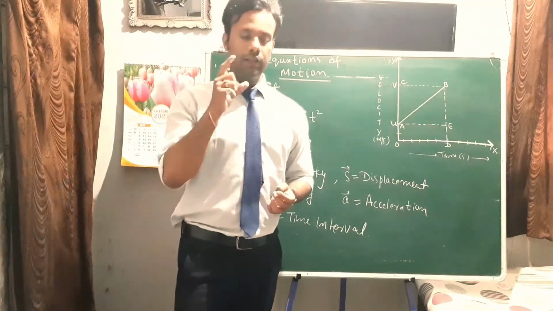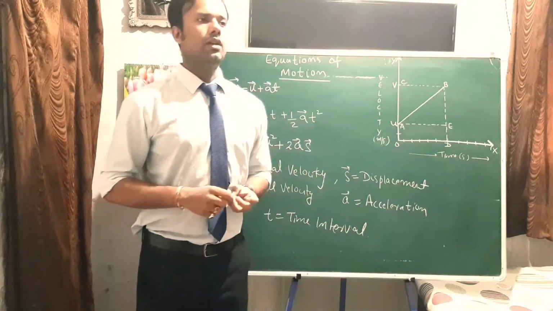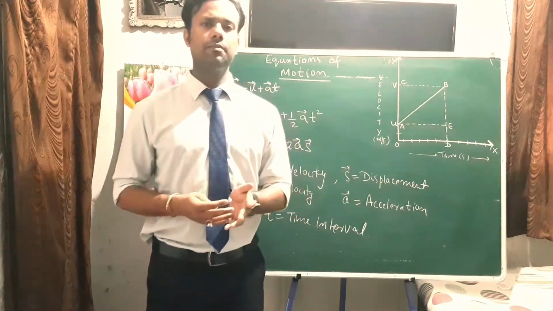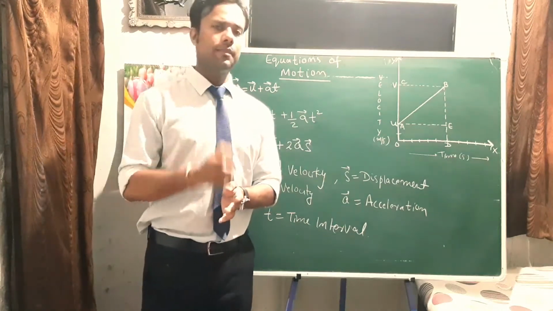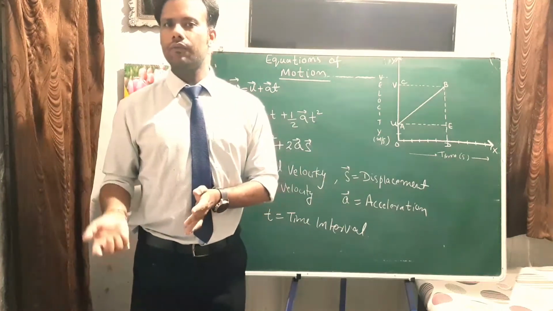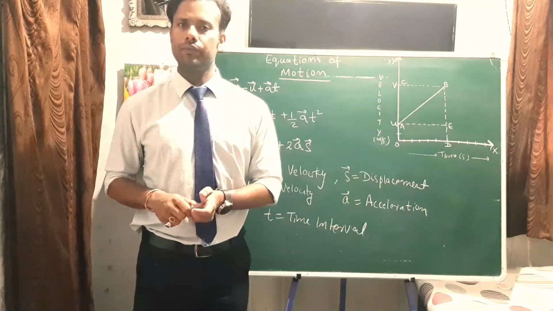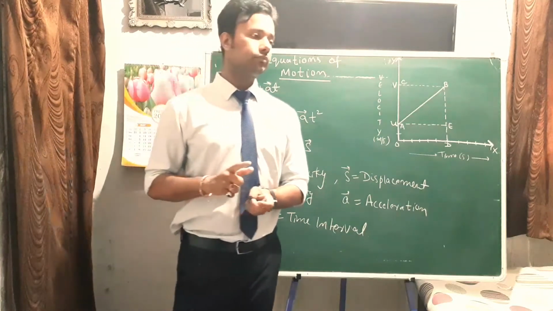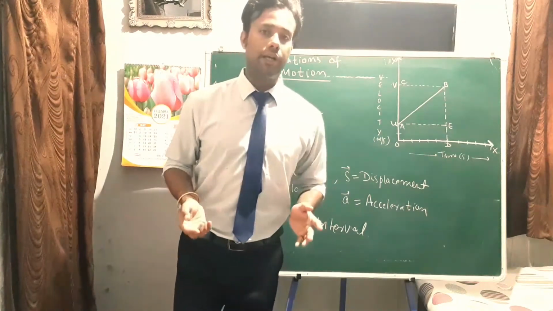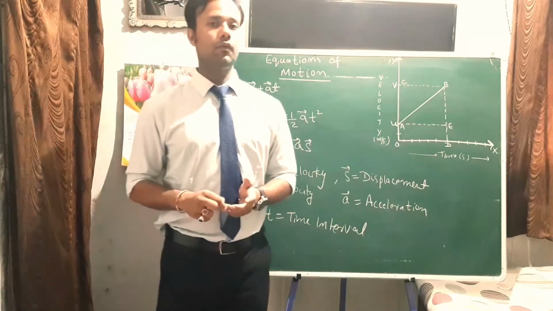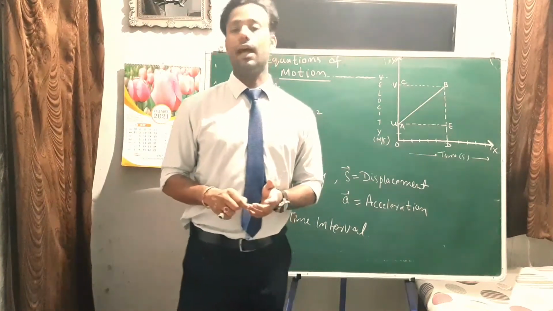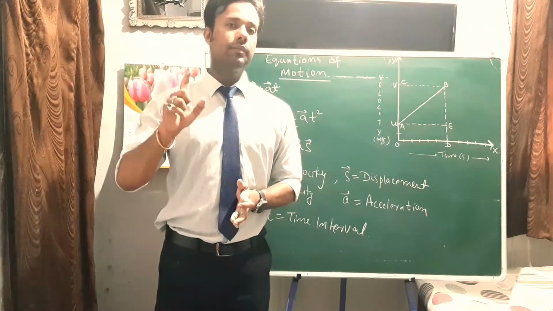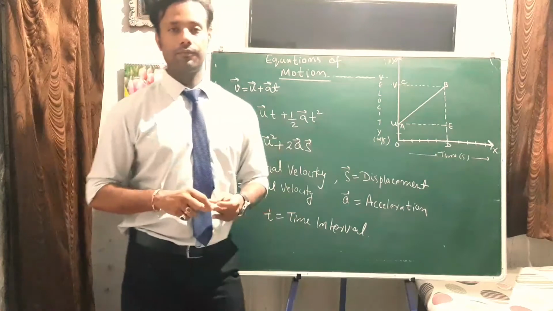If you remember in the previous video, we can calculate the values of velocity, displacement and acceleration with the help of the displacement time graph, the velocity time graph and the acceleration time graph. I also made a table which represents how we can calculate the velocity with the help of the displacement time graph, how we can calculate the acceleration with the help of the velocity time graph, right? So by using that table, we find these equations.